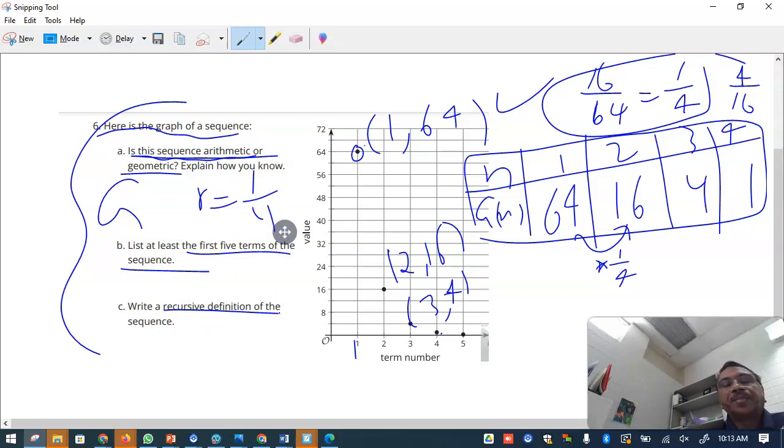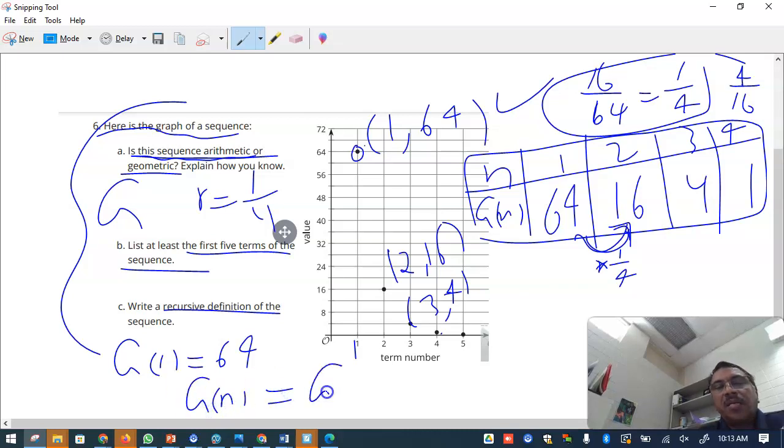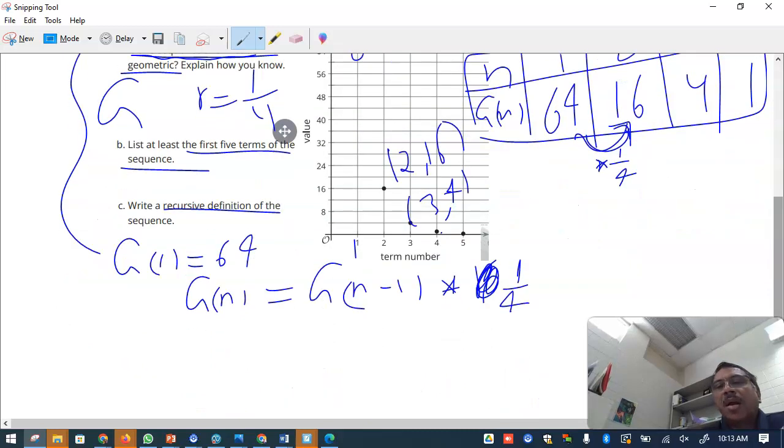And we wrote this also. Recursive means what? Your first one, G of 1 is 64, and then after that, it's just taking 1/4 of the previous, right? So that means any term, Gn, the number at any position, is G(n minus 1) times R, and R here is 1/4. And this part is n greater than or equal to 2.